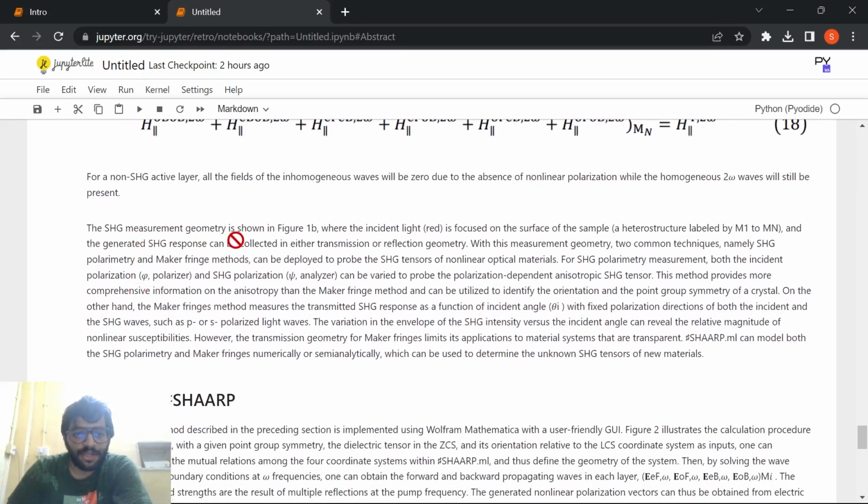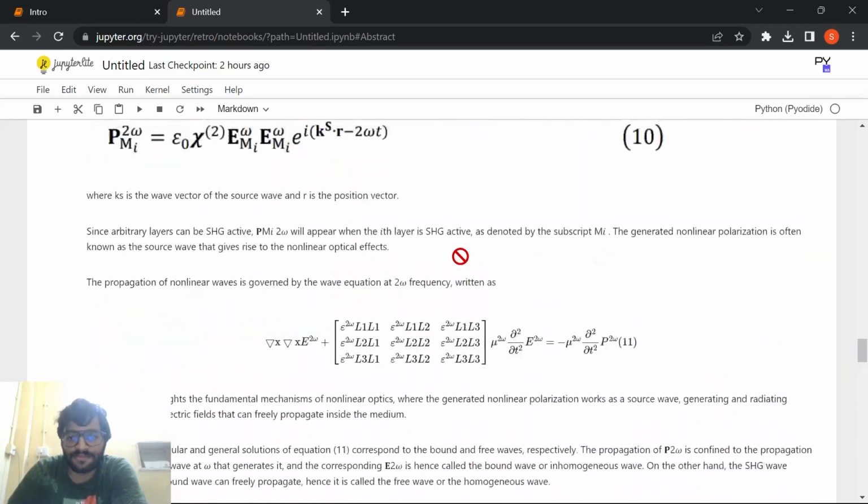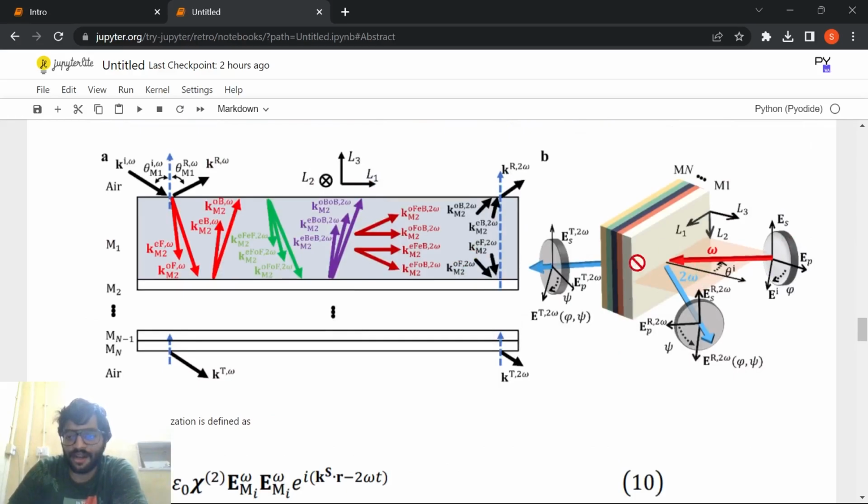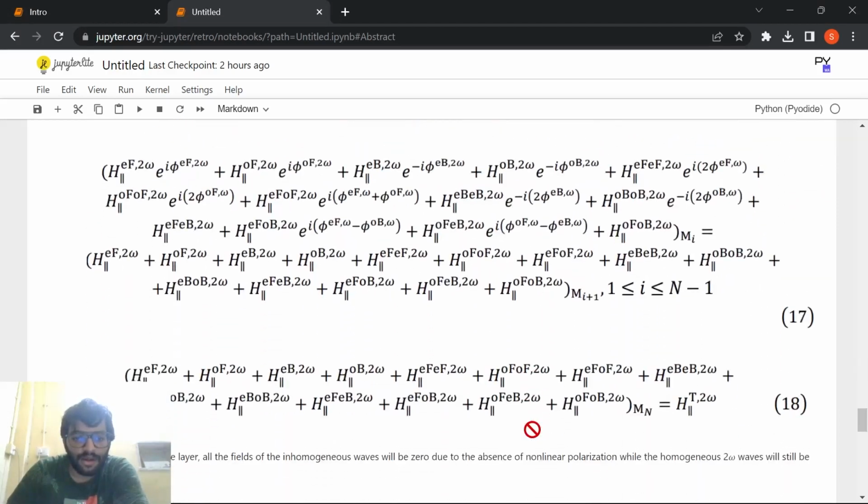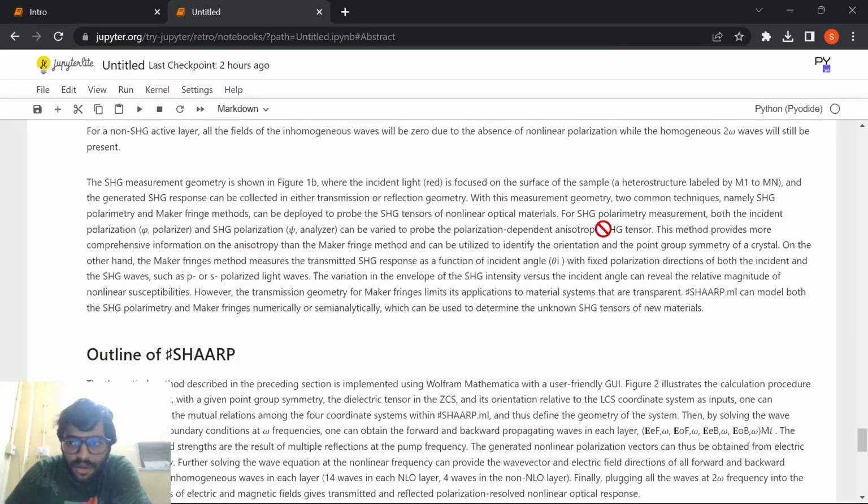The SHG measurement geometry is shown in figure 1b, where the incident light is focused on the surface of the sample, and the generated SHG response can be collected in either transmission or reflection geometry. So the red is the incident and blue is the reflected and transmitted. And two common techniques can be used, as said before: SHG polarimetry and the Maker fringe method.